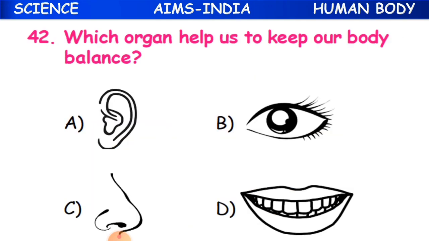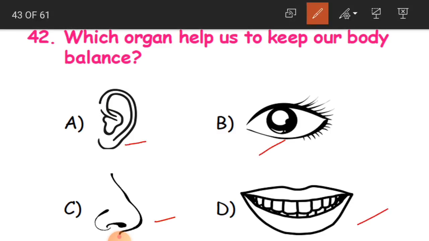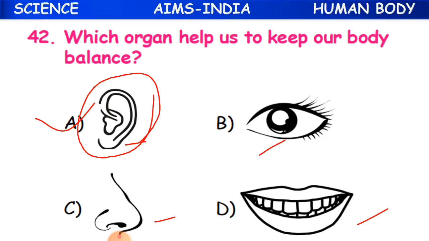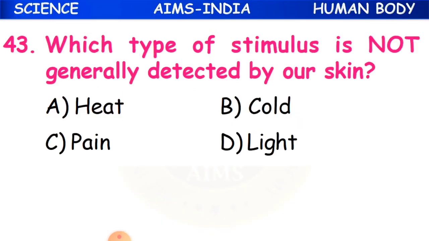Then 42nd question. Which organ helps us to keep our body balanced? See, children, here you are having ear, eye, nose and mouth. So which organ helps us to keep our body balanced? That is ear. A is the correct answer. Inside the ear you have the inner ear. That particular part is going to keep our body balanced. It controls the balance. Clear, children?